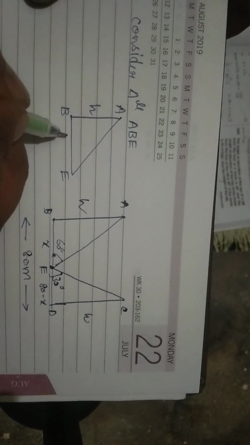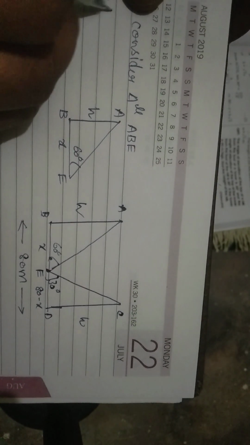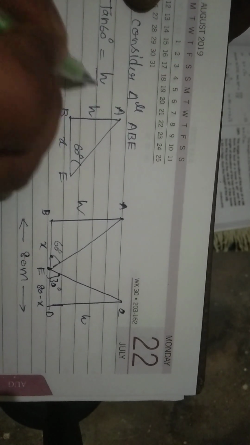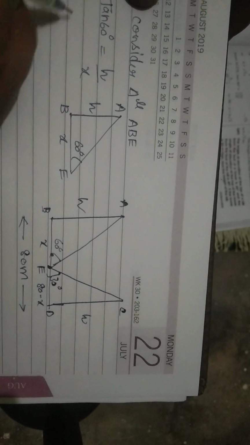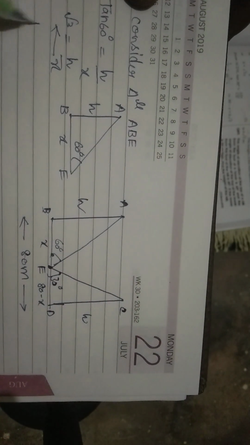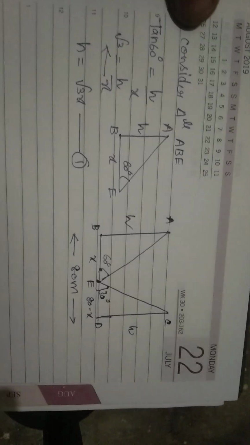This is H and this is x, this is 60 degrees. So tan 60 is equal to opposite is H, adjacent is x. So tan 60 how much? Root 3 is equal to H by x, cross multiplication, H is equal to root 3 x. This is equation number 1.